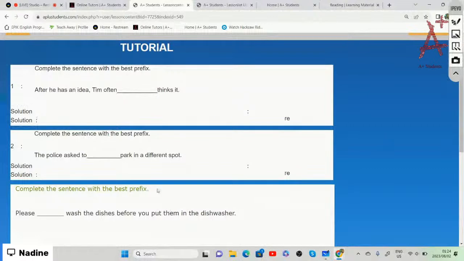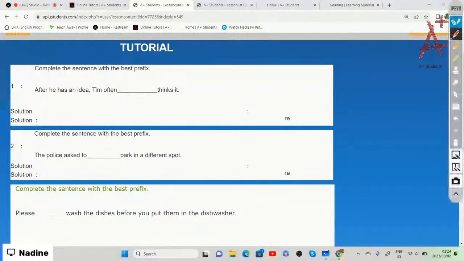So rethink. So after he has an idea, Tim often rethinks it, right? Which means that Tim sits with an idea, but he needs to first rethink. Rethink, is it valid? Does it make sense? And so on.